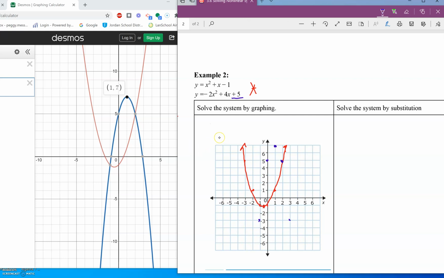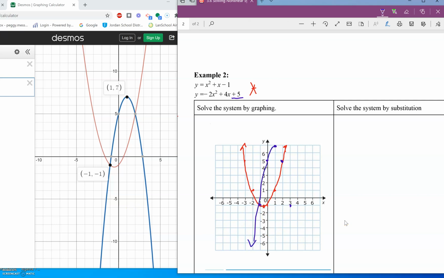And where do they intersect? They intersect, let's find that point right there, negative 1, negative 1. It isn't negative 1, negative 3, it's negative 1, negative 1. Let's follow it through. Negative 1 squared is 1. Negative 2 times 1 is negative 2. Plus negative 4 is negative 6. Negative 6 plus 5 is negative 1. Okay. Negative 1 is our second intersection point.